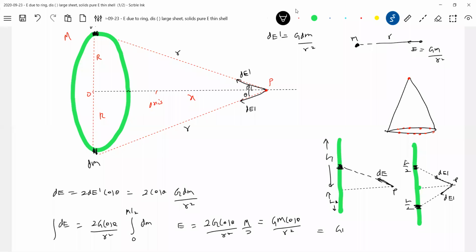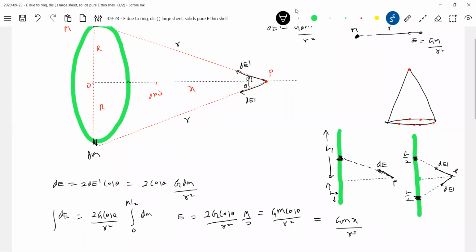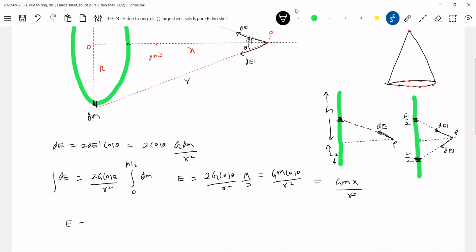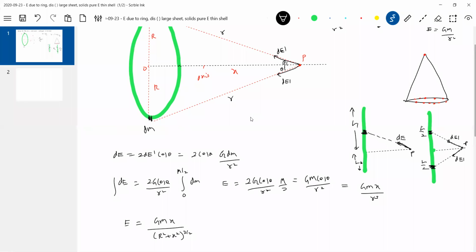Further, what is cos theta? x by r. So this will become GM x by r cube. What is r? Root of x square plus r square, to the power of 3 by 2. So the entire thing will become E is equal to GMx by (x square plus r square) to the power of 3 by 2. This is the expression for the gravitational field strength on the axis of the ring.